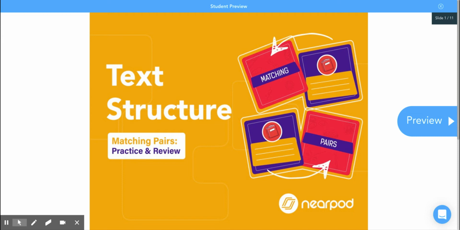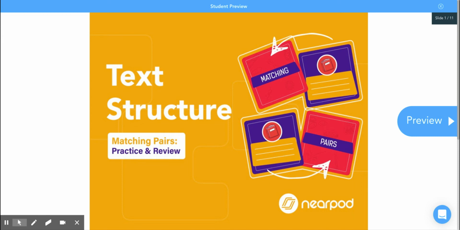For my class, you guys have already done this Nearpod. I've just changed it a little bit to add in some more games and fun things. But for everybody else, this Nearpod is available. I will post the class code and it'll be available for 30 days.